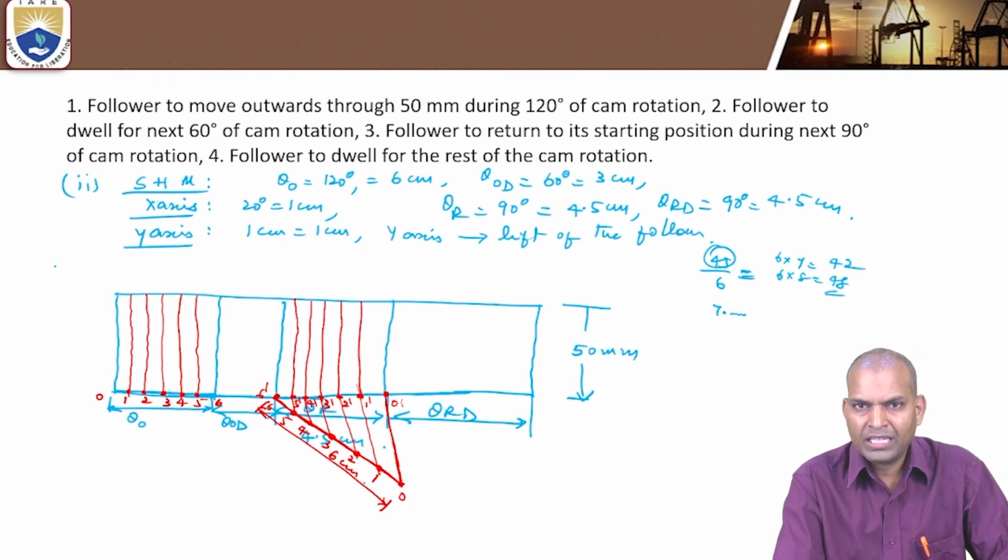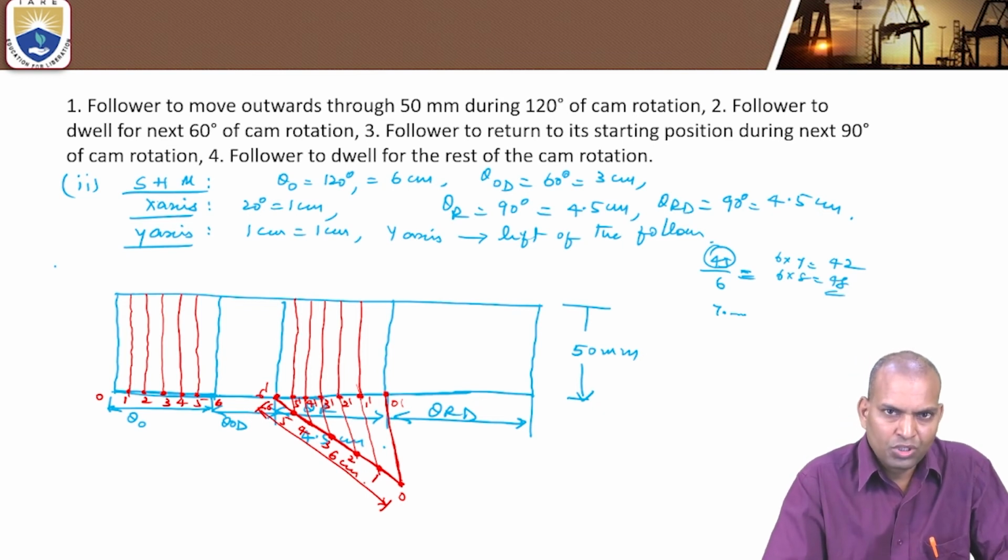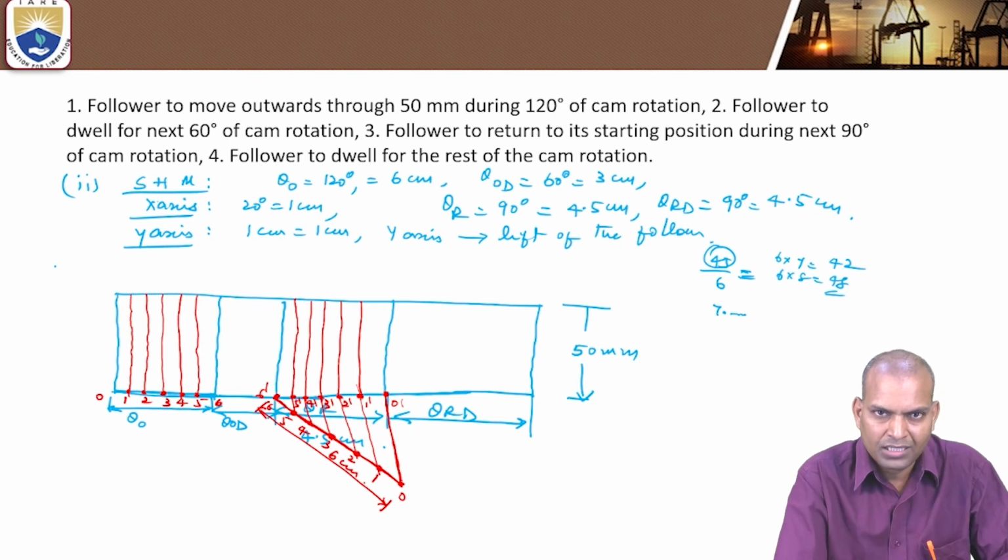In the case of simple harmonic motion, the acceleration is directly proportional to displacement, that is, A equals minus omega square x. That's the concept, and a curved line comes. Okay, how to do it? The procedure is how to draw that curve.